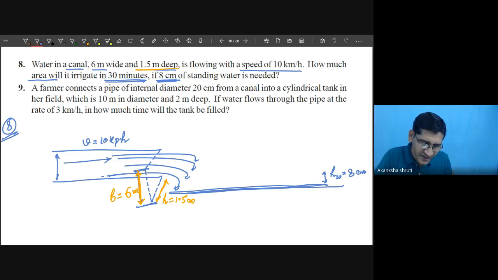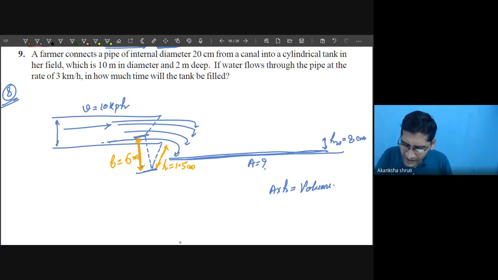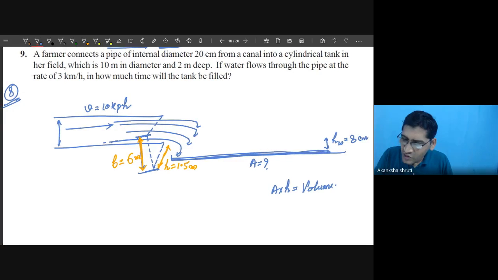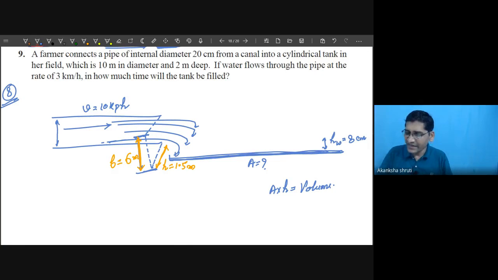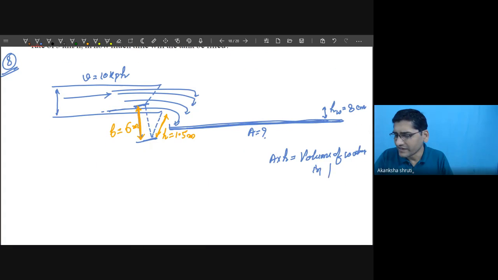And the area, how much area will it irrigate? So base area is required. And we have learned that if we multiply the base area with the height, we are able to get the volume. That concept we have to use. The volume of total water used in irrigation is area of the field multiplied by the standing height. So it is this one, volume of water in field. Are we getting? It is only this much.